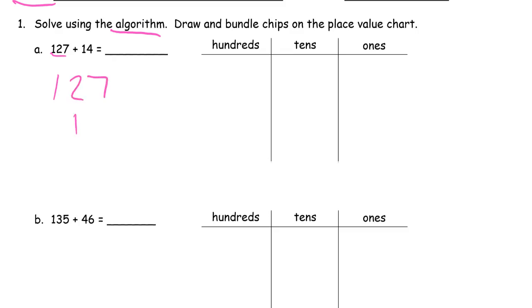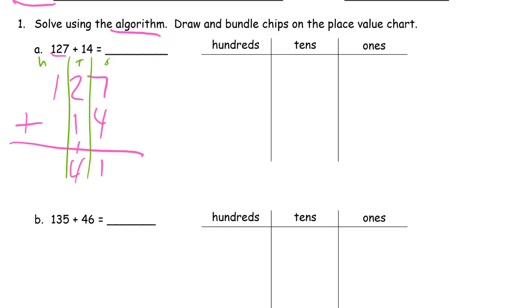127 and 14. Be careful that you have your... Let me just use a different color for this. Some people will draw little lines here just to make sure we have hundreds, tens, and ones. We have our place values lined up properly so that we're adding ones to ones and tens to tens, hundreds to hundreds. 7 and 4 is 11. That's a 10 with one left over. And then 4 tens. And 100, 141.